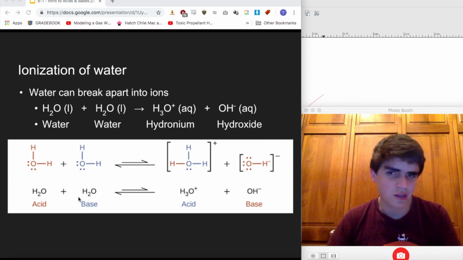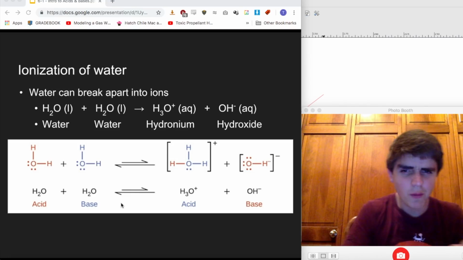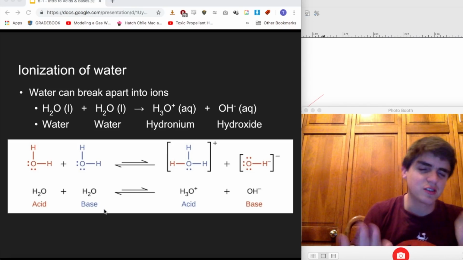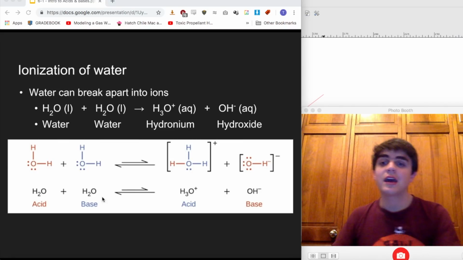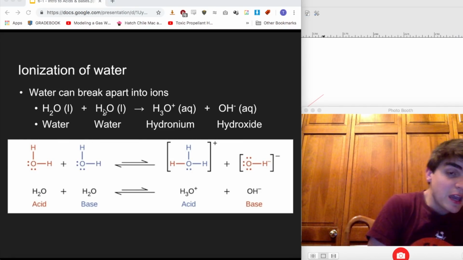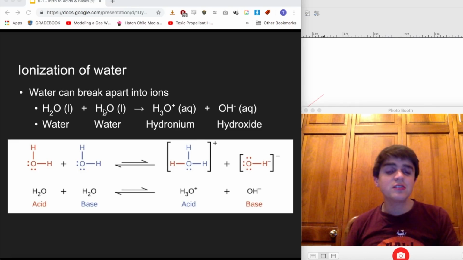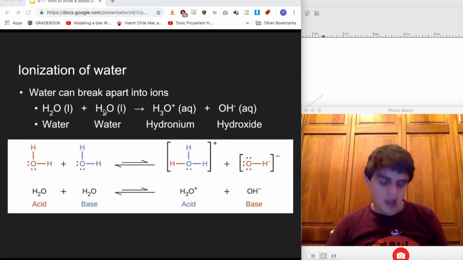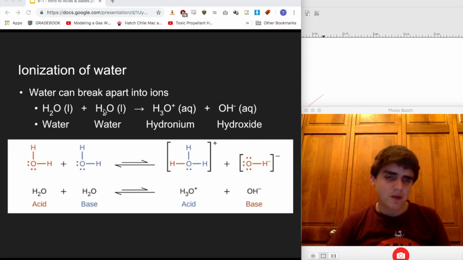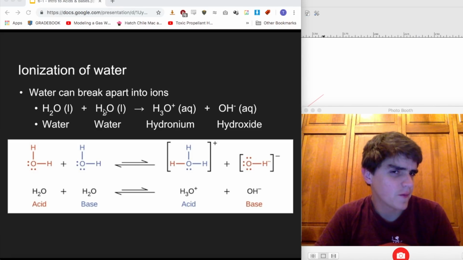Now, there's some weirdness going on, like, what's this double arrow? Why is this an acid and this a base? Don't worry about that yet. Just write down that H2O plus H2O makes H3O plus OH minus. And this is weird. Okay, this doesn't happen all the time. Again, as I'm talking, you're writing this down here. It only happens like 1 out of every few billion times water encounters water.